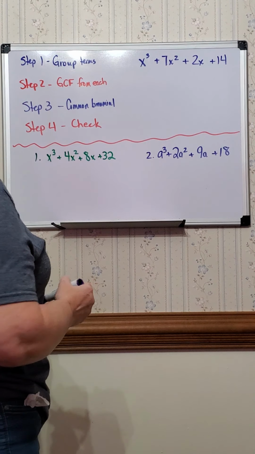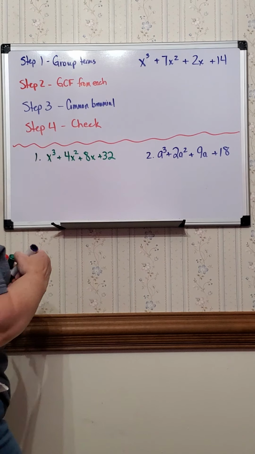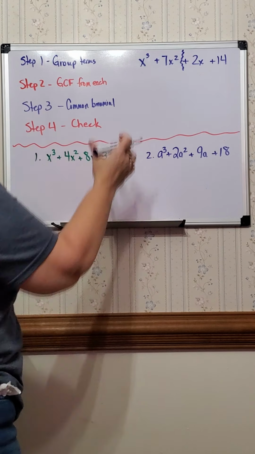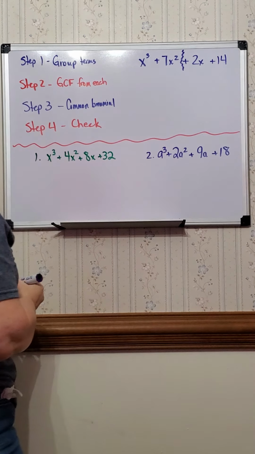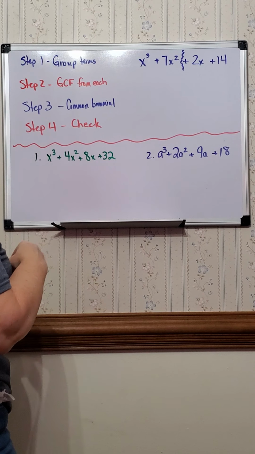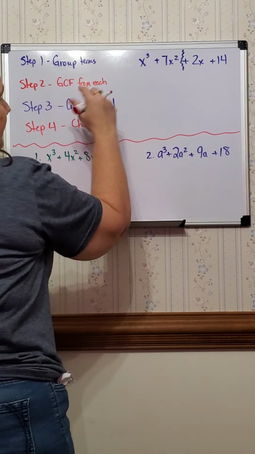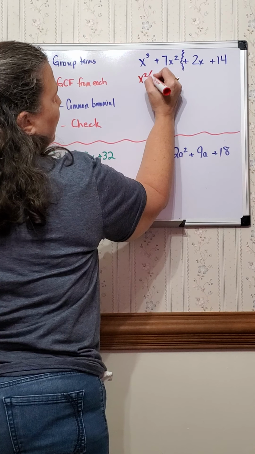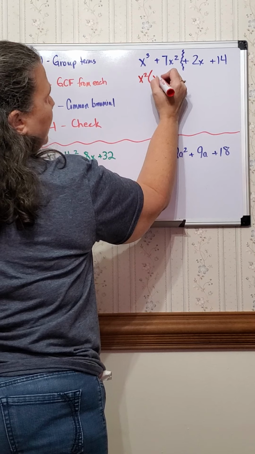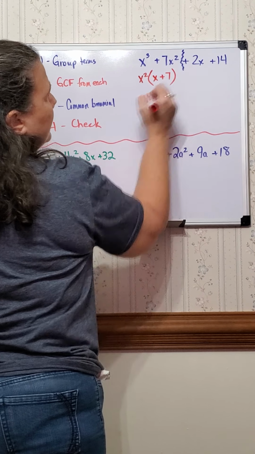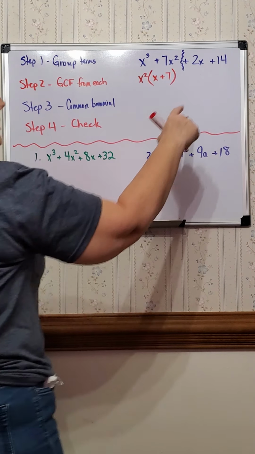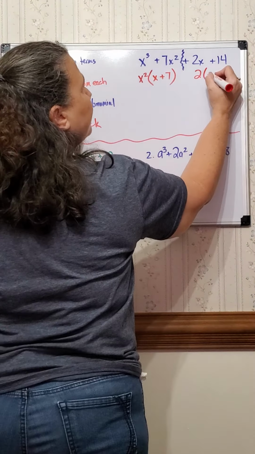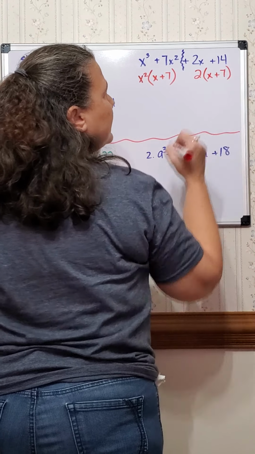So the first thing we're going to do is group the terms. We're going to put the first 2 together and the second 2 together. So I'm going to group it just like that. Put these 2 together, those 2 together. Then I'm going to look for the greatest common factor in each one. So here, my greatest common factor is going to be x squared. When I pull that x squared out, I am left with x plus 7. When I look at this one, I can pull out a 2. When I pull that 2 out, I'm left with x plus 7.